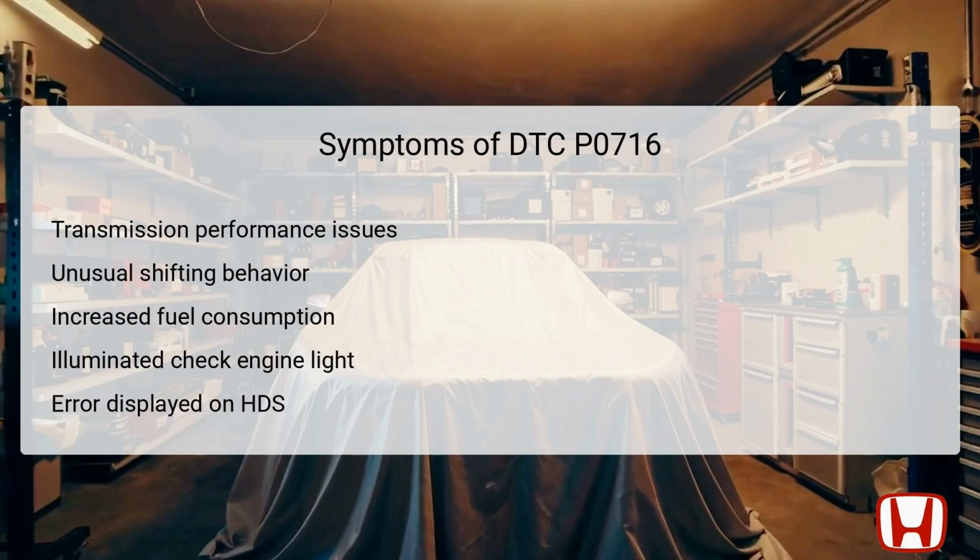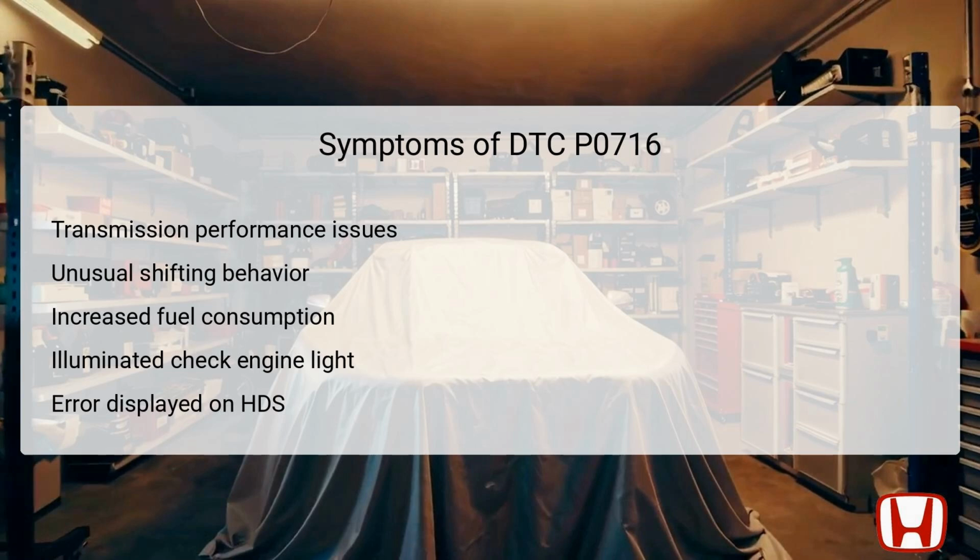When DTC P0716 is present, the driver may experience various symptoms that indicate an underlying issue with the input shaft speed sensor. One of the most noticeable symptoms is erratic transmission performance, which may be characterized by unusual shifting behavior. The transmission may shift too early or late, compromising the driving experience and efficiency. Additionally, drivers might notice an increase in fuel consumption due to the engine working inefficiently without accurate speed data.